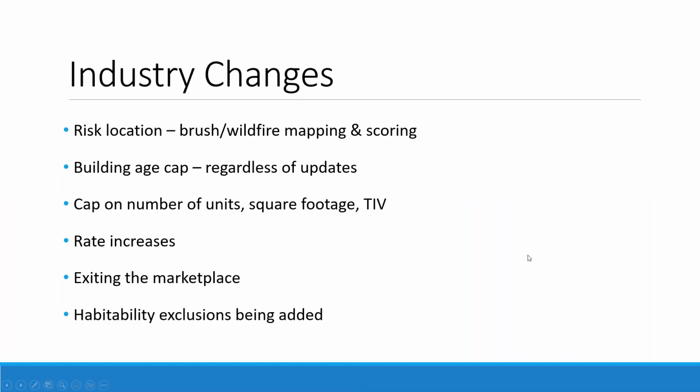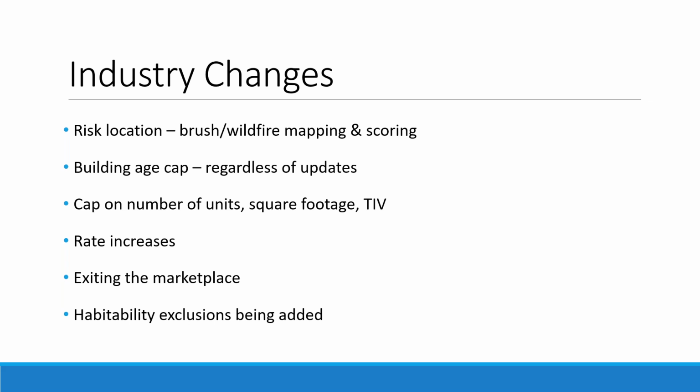All right, before we dive into the specifics on apartments, I want to talk about a few things I've been seeing. For a lot of brokers here in California, you're well aware of the wildfire and brush mapping that pretty much every carrier has taken into effect one way or another. Everybody does it a little bit differently, but that's definitely becoming a thing because I'm seeing a lot of non-renewals as a result of this.